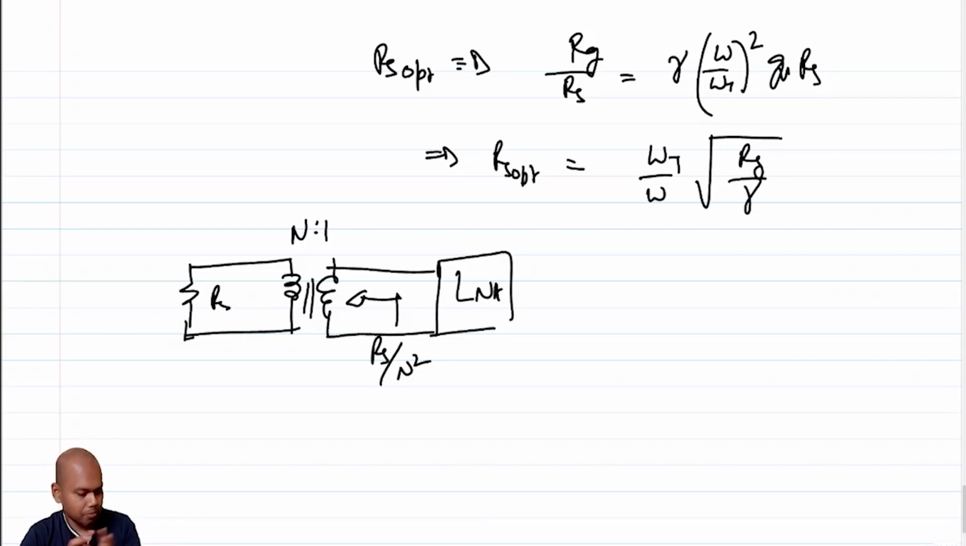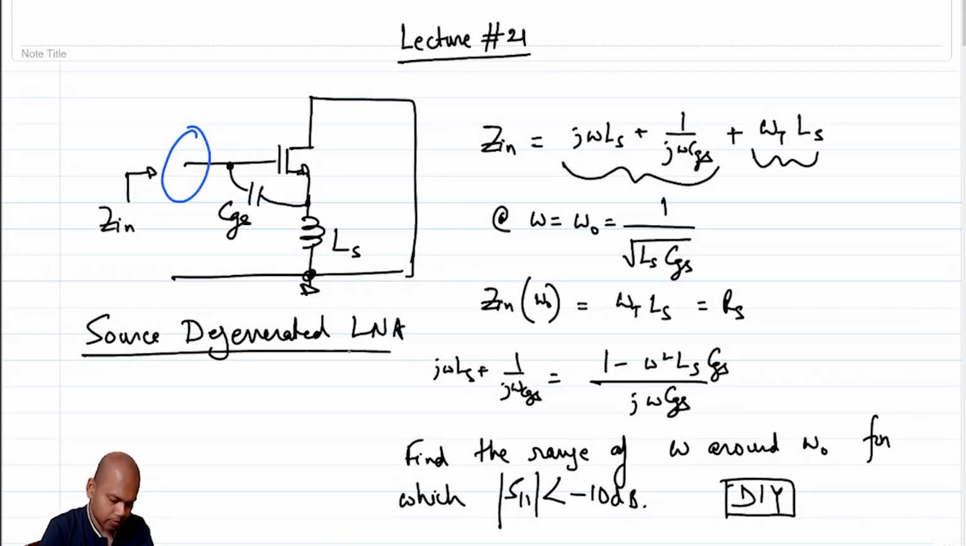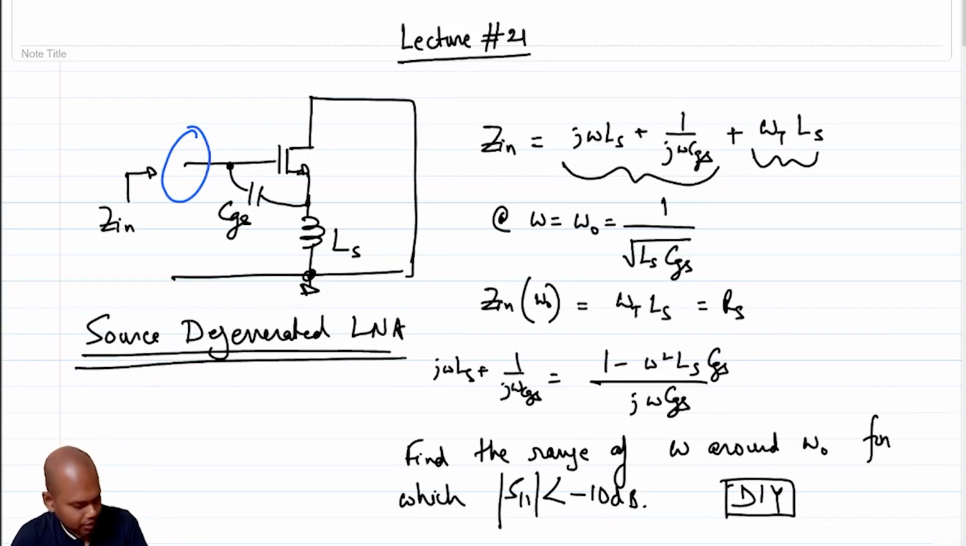Now before I end this particular discussion on noise of this low noise amplifier, there is a name for this low noise amplifier which has a resistance connected to the source. This is called a source degenerated LNA. If somebody tells you that you know how to design a source degenerated LNA, this is typically what one is referring to. Okay, fine, we'll stop here.